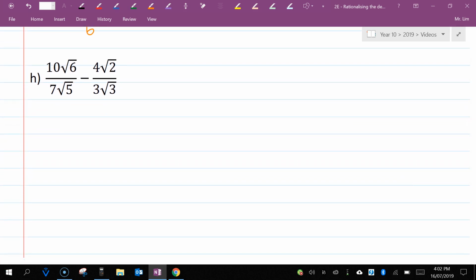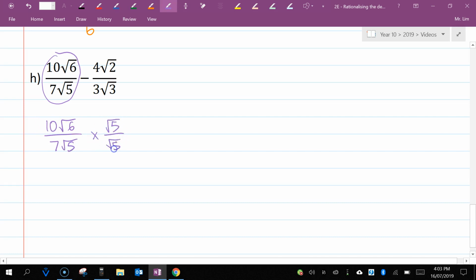H is exactly the same thing. So I'm going to break it up. I've got this fraction here, 10 root 6 over 7 root 5, which I want to rationalize by multiplying by root 5 over root 5. And then I've got this fraction here, 4 root 2 over 3 root 3, which I want to rationalize by multiplying by root 3 over root 3.